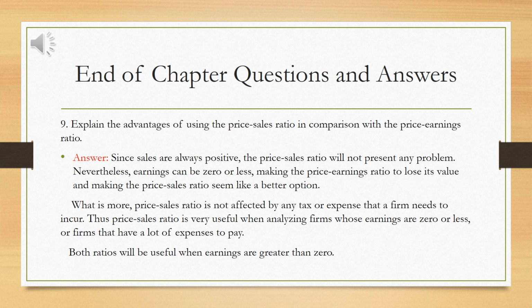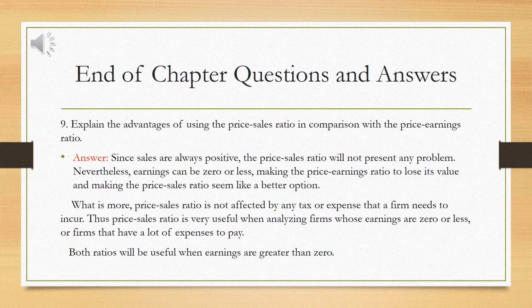For question number 9, we need to explain the advantages of using the price-sales ratio in comparison with the price-earnings ratio. Well, since sales are always positive, the price-sales ratio will not present any problem. Nevertheless, earnings can be 0 or less, making the price-earnings ratio lose its value and making the price-sales ratio seem like a better option.